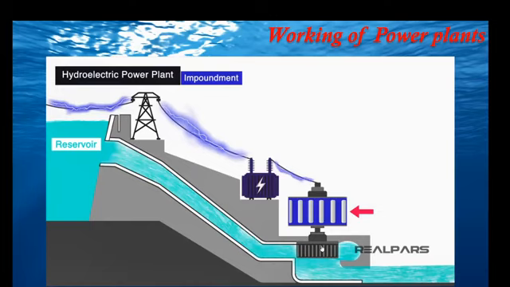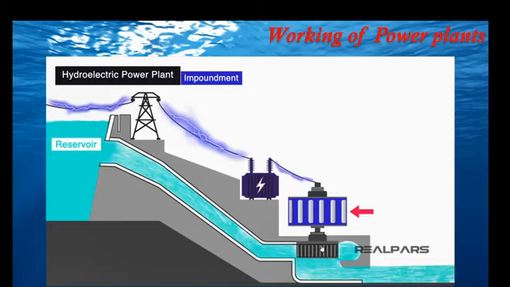The second classification is the diversion hydroelectric power plant. In this classification also, the water is diverted from one part and generates electricity with the help of a turbine. And the third one is the pumped storage power plant.